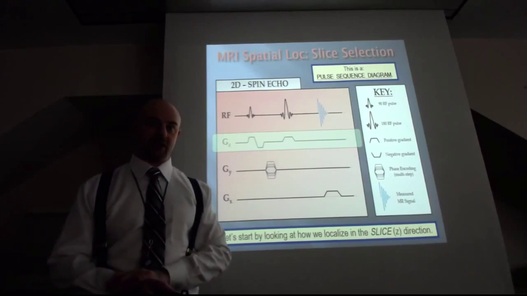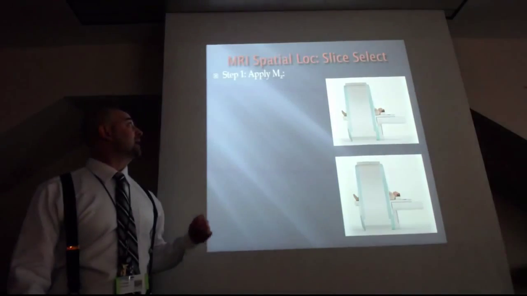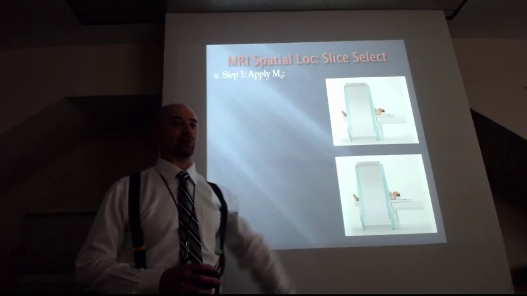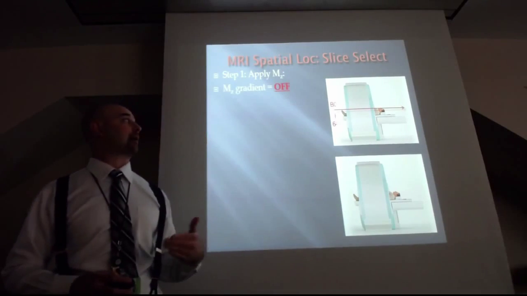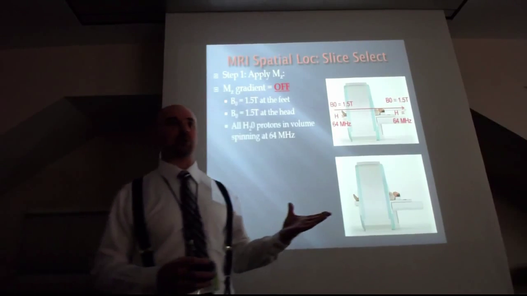So let's start in the z direction, which is the slice select direction. Step one, you apply Mz. Here's the bore of the magnet. We're looking from the side. Remember, Z is in and out of the bore. So when the gradient is off, let's see what it looks like.